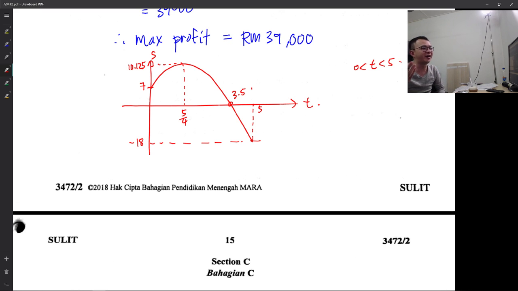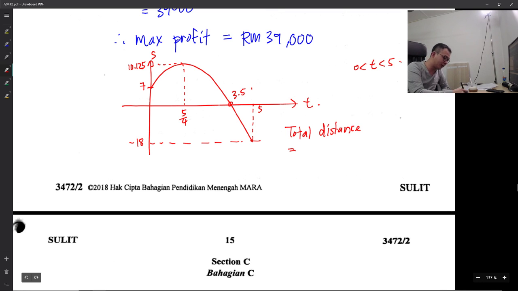This is not the velocity time graph. This is a displacement time graph. So the distance is very easy. In order to get the total distance, I want to know how far they travel in this part. I need to find this part, and then after that I find the other part.